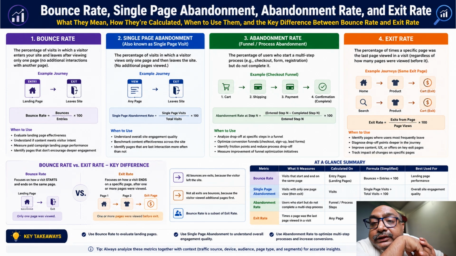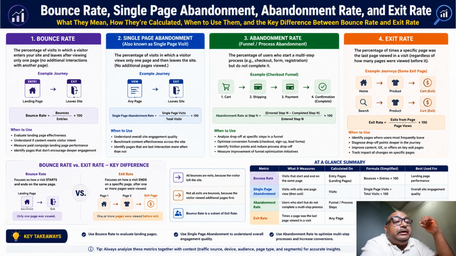Finally, we have the exit rate. When you're talking about exit rate, this shows the percentage of times a specific page was the last one viewed in a visit. So a user can go to a home page and then to a particular product page and then exit the site. He may search for a particular product, go to that product page and exit the site. That means exit rate is exits from a particular page divided by page views multiplied by 100.